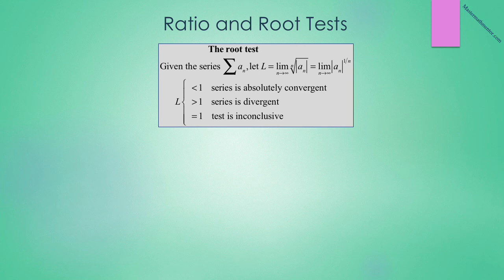Given the series summation a sub n, we let L be the limit as n approaches infinity of the nth root of the absolute value of a sub n, which could also be written as the limit as n approaches infinity of the absolute value of a sub n raised to the 1 over n power. Like the ratio test, if L is less than 1, our series is absolutely convergent. If L is greater than 1, our series is divergent. And if L is equal to 1, our test is inconclusive.